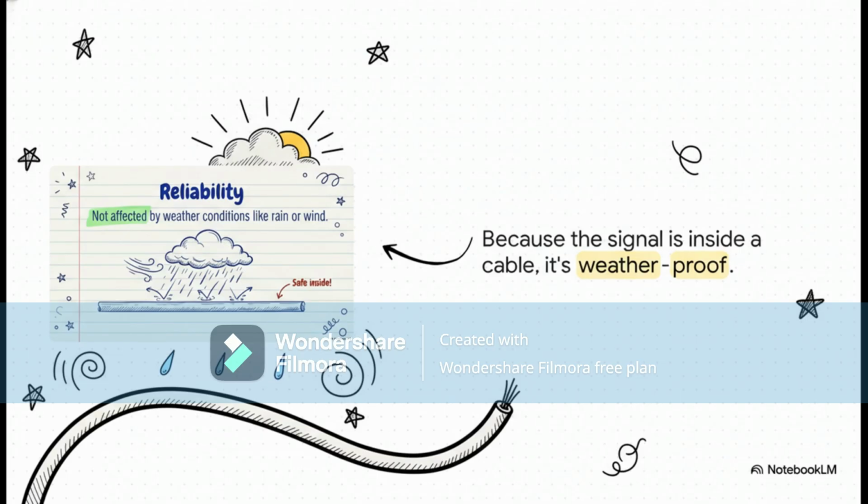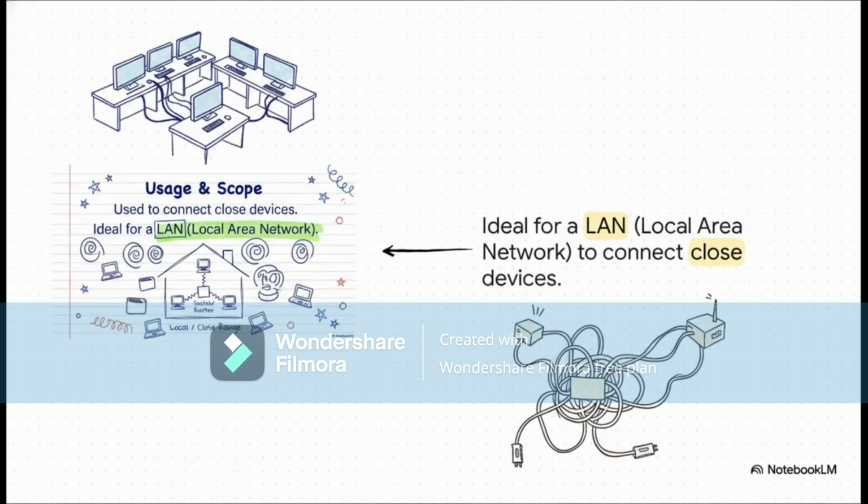Is it windy? Doesn't matter. The connection stays stable and strong. It's totally weatherproof. So where would you actually use this? Well, it's absolutely perfect for connecting a bunch of devices in a small area. Think about the computer lab at your school, or all the gadgets connected to the router in your living room. That whole setup is called a LAN, a local area network, and it's the textbook case for using guided media.